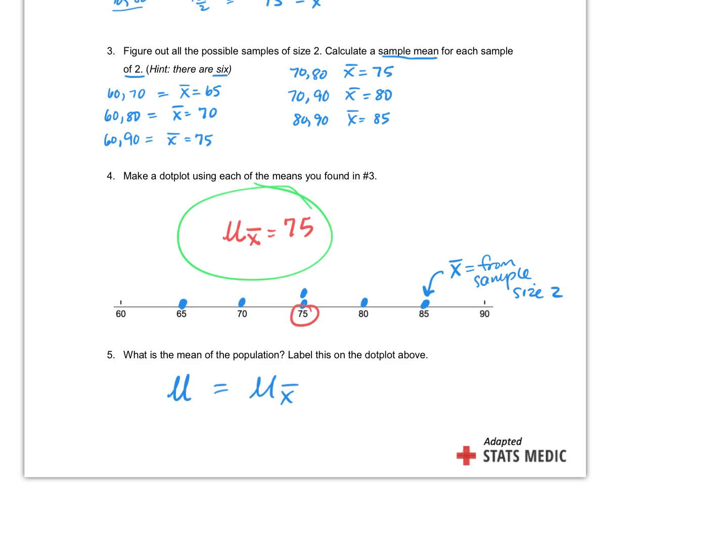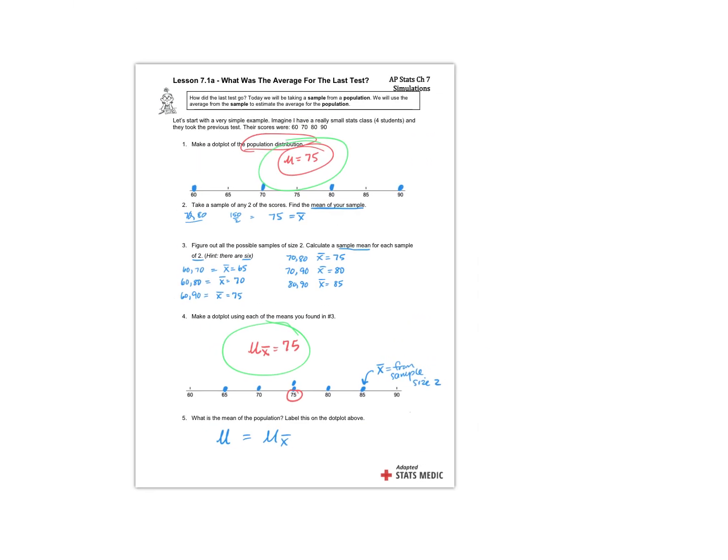So, go back over here. I want you to notice something. Look at the spacing here. This goes from 60 to 90, the population does, doesn't it? What happened when I went down to samples? The spread got a lot smaller, didn't it?